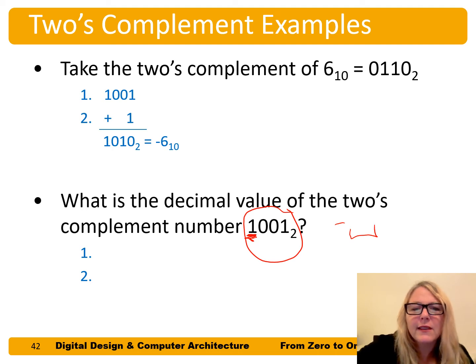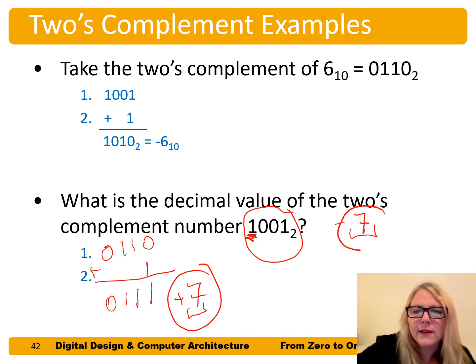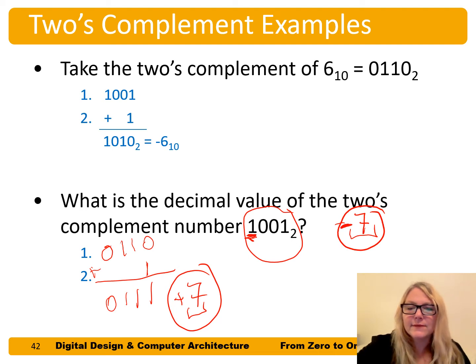And so we can take the 2's complement or flip the sign. So invert the bits, 0, 1, 1, 0, and step 2 is to add 1, and we get 7. So we know the magnitude, we just changed it from a negative number to a positive number. So we know the magnitude is 7, and so now we can fill that in. So 1, 0, 0, 1 is the 2's complement representation of -7.